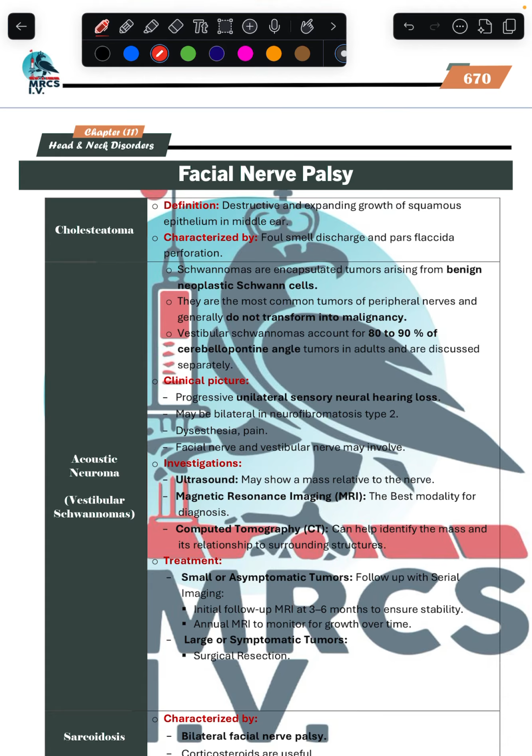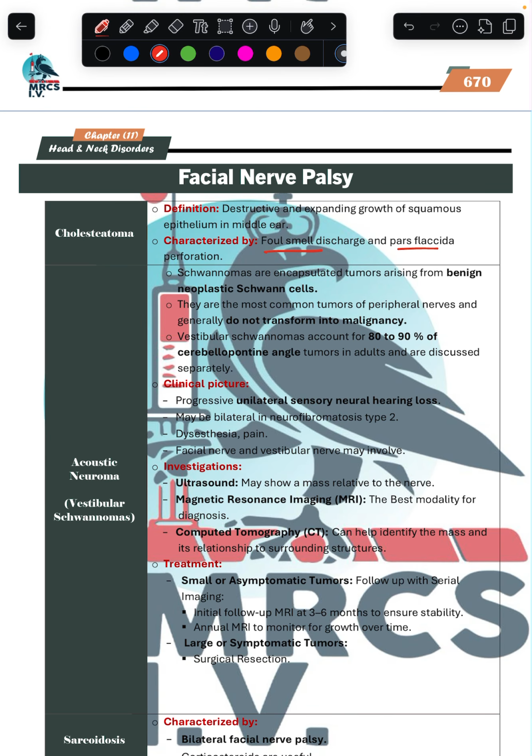Now, cholesteatoma is destruction and expansion of the squamous epithelium in the middle ear, characterized by foul smelling discharge and pars flaccida perforation. Schwannomas are what? The acoustic neuromas, or vestibular schwannomas.